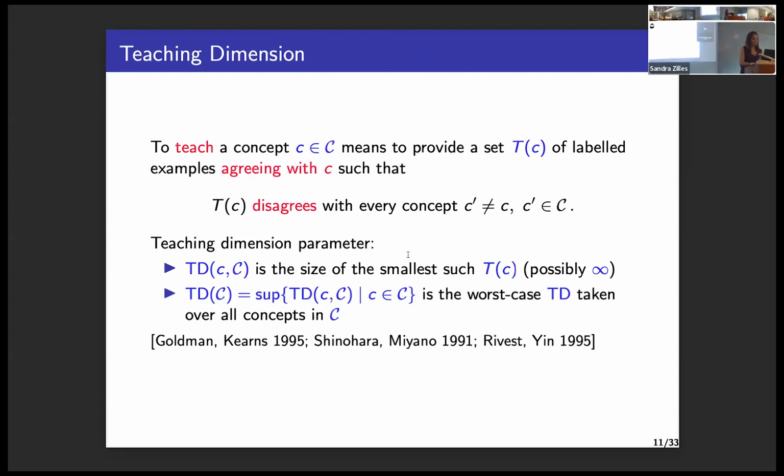So then the teaching dimension parameter for the concept C itself, with respect to that bigger class of concepts, is simply the size of the smallest teaching set for that concept. This could be infinite in some settings, but let's for now not worry about that. The teaching dimension of the concept class now is, okay, the concept class has lots of concepts in it. We look at the worst case. So what is the hardest to teach concept? Well, what is its teaching dimension? So we take the supremum over all of the teaching dimensions of the individual concepts. So this is all old stuff down in the 90s, but still the basis of many of the things done today.